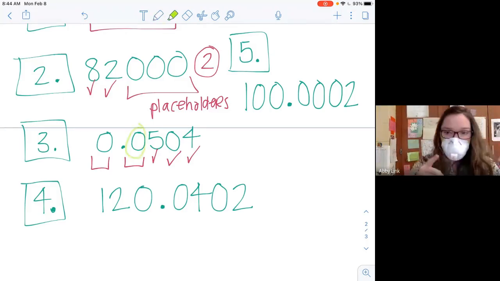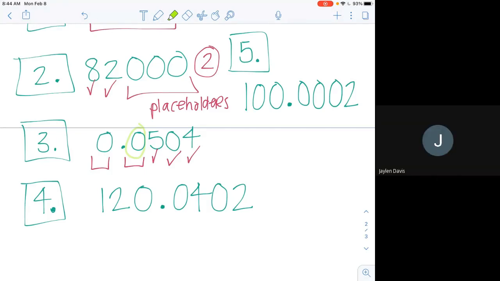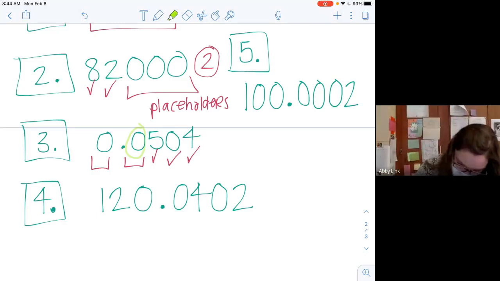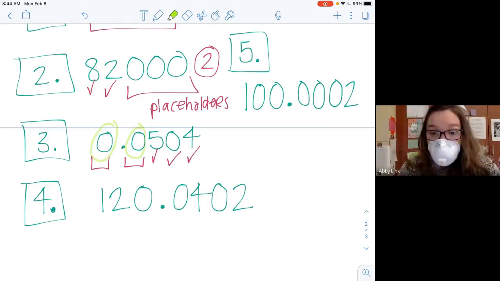And then somebody, I think it was Jalen, you were speaking as well. What did you say, honey? I said placeholders. Okay, Jalen says that both of these zeros are placeholders. John, what were you going to say? Or did they say what you were going to say? Okay, cool. All right, so both of you are correct here. Both of the zeros are actually going to be placeholder zeros.